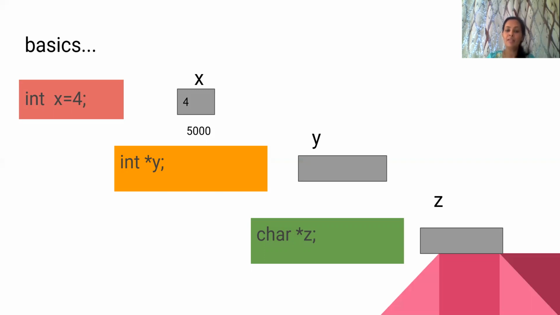When I say character star z, now z has the capacity of holding the address of some character. So understand the difference between integer x, integer pointer y and character pointer z. x can hold an integer value, y can hold the address of an integer.